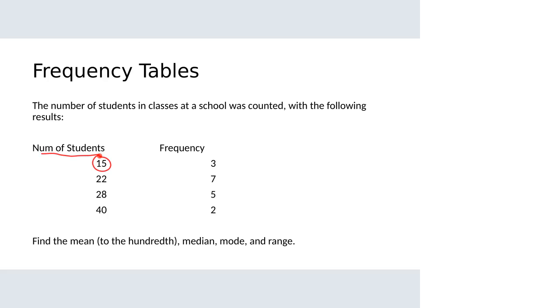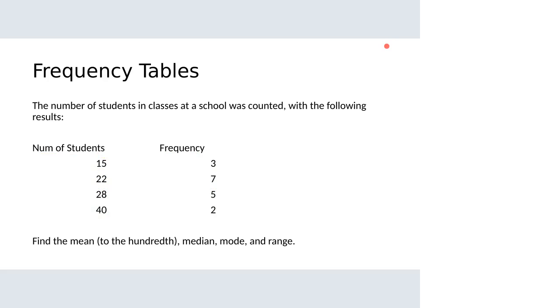How many times did that happen? That's what the frequency column represents. It happened 3 times. Frequency is how many times this data point showed up in the data set. So the principal's walking down the hall some more, and there's 22 students in 7 different classrooms, 28 students in 5 different classrooms, and 40 students in 2 of the classrooms. And so this is our data set.